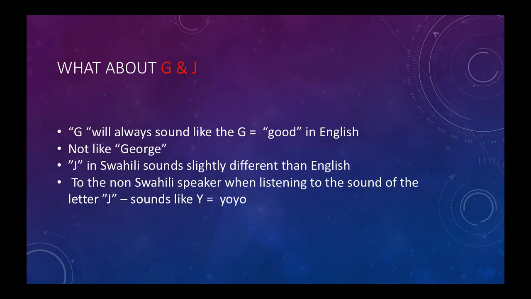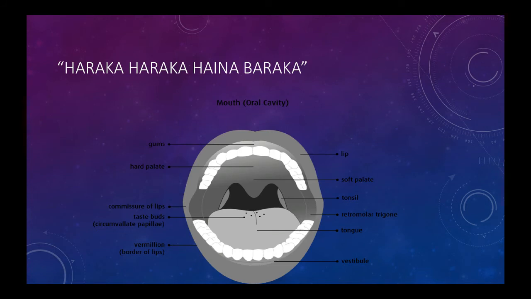What about G and J? The reason for not including the consonants G and J in the slide before is because there is some subtle variation between Swahili and English concerning the consonants G and J. G will always sound like the G as in good and not like the name George. The J could easily be mistaken for the sound Y to the untrained ear. For this reason, I have chosen to separate these letters for further study. I will always remind you of this phrase throughout the lesson: haraka haraka, haina baraka.